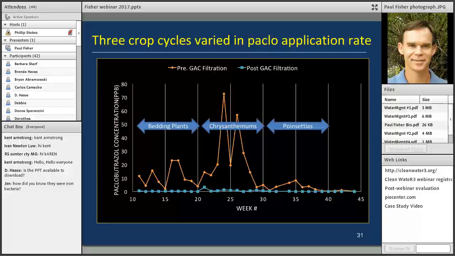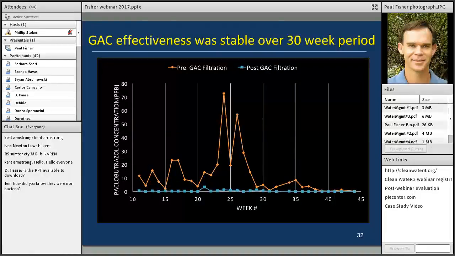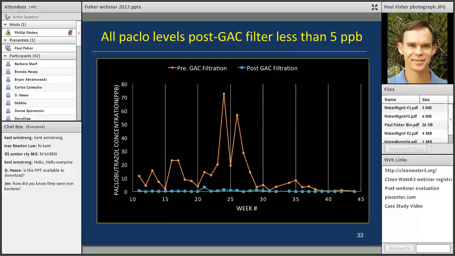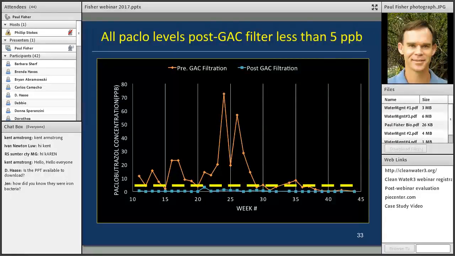And you can see that although the before-GAC-filtration concentrations varied, we had very consistent control of the post-filter concentration. One of the key questions growers ask is, how often do I need to replace my filter? Which seems to be roughly once a year. All of the Paclobutrazol concentrations were below our target of 5 parts per billion, which is a target for sensitive species.